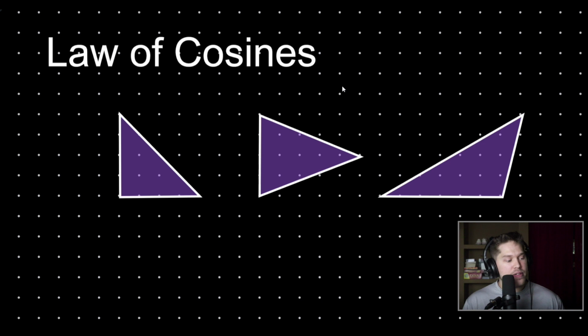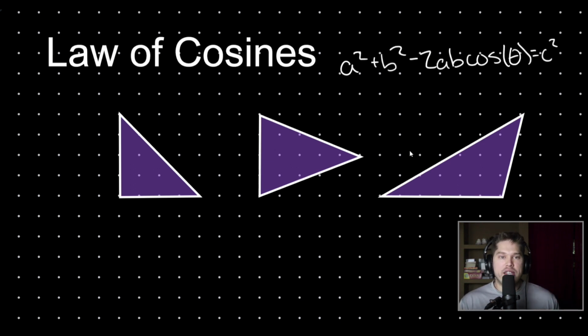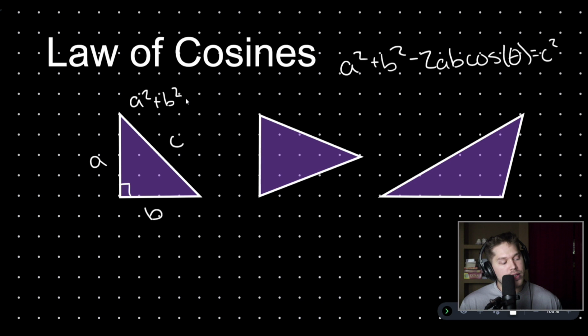And the law of cosines is simply a squared plus b squared minus 2ab times the cosine of theta is equal to c squared. Now this law is a generalization of Pythagorean's theorem. We should all know Pythagorean's theorem as a squared plus b squared is equal to c squared, given that you're within a right triangle.